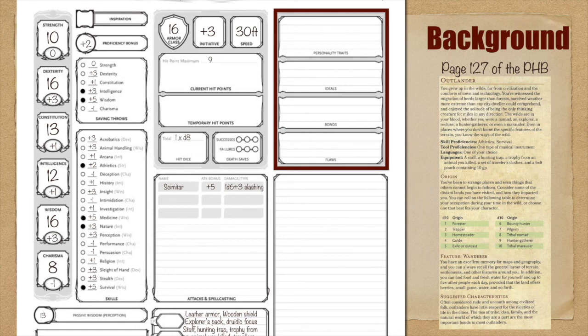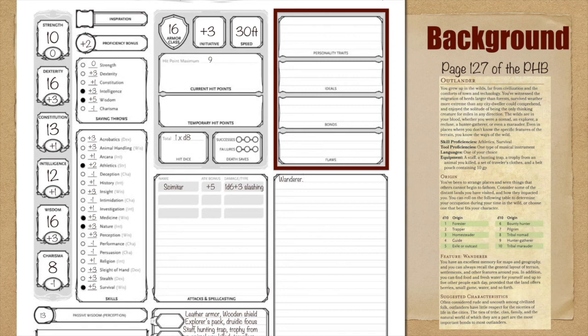You can see this feature, Wanderer. This gives me something important to the game, something that I can do. I have an excellent memory for maps and geography, and I can recall the general layout of terrain. This is important if I'm ever traveling. And this box on the lower left-hand side is where I can jot down this sort of stuff.